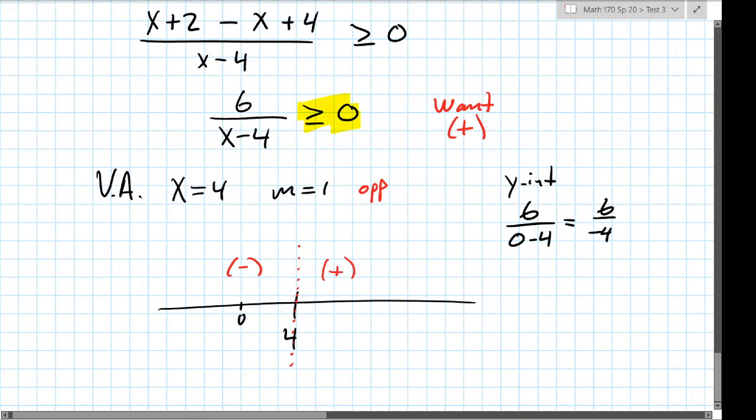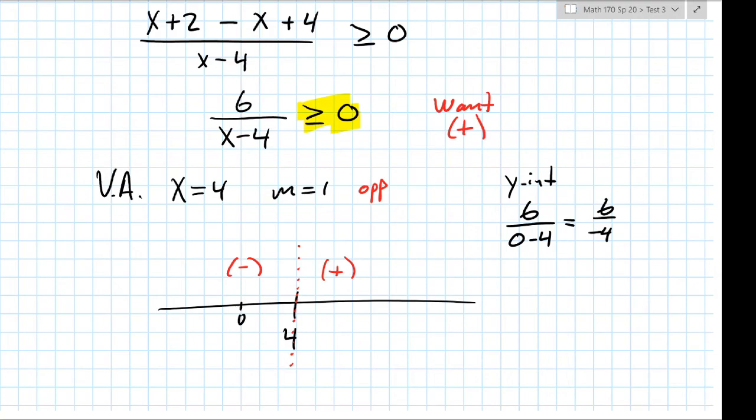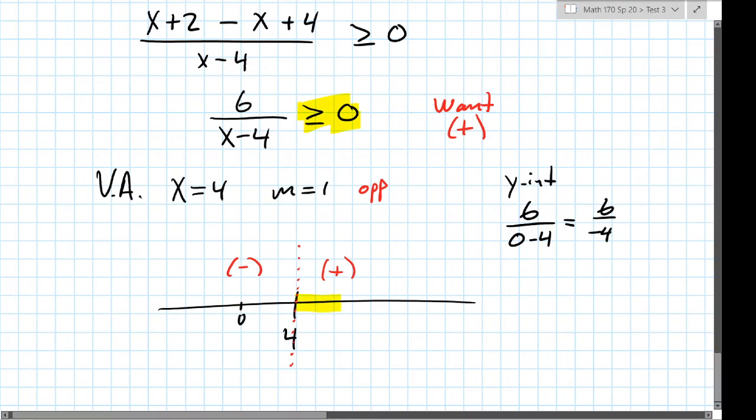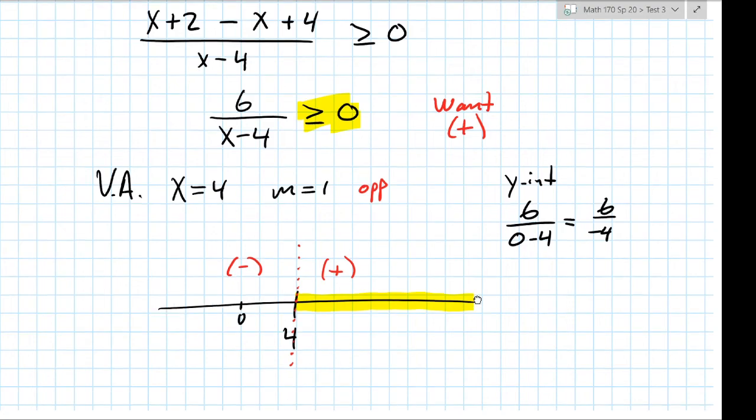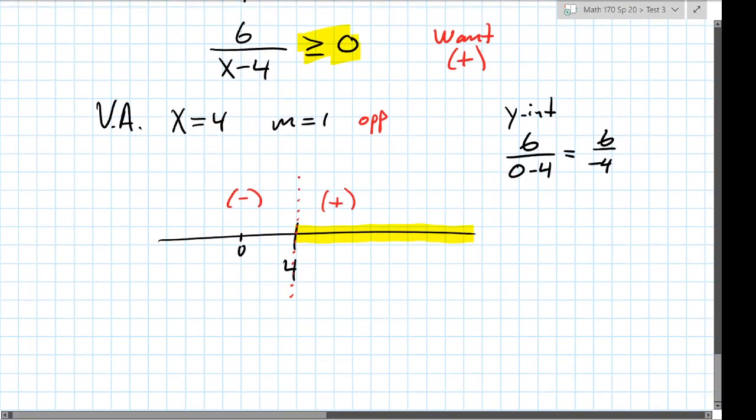And since we're interested in positive values, we see our answer is going to be over here on the right-hand side. And our final solution is from 4 to infinity. If you're curious, the graph would be somewhere down here and somewhere up here. But again, we don't really care about the graph as much as we care about whether or not the graph is above the x-axis or below the x-axis.